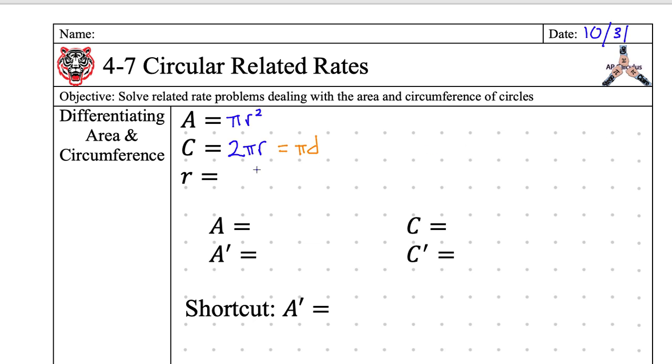And then finally, radius in terms of the diameter is what? It's half of the diameter. So it's diameter divided by 2.